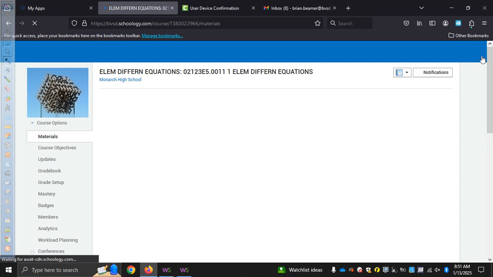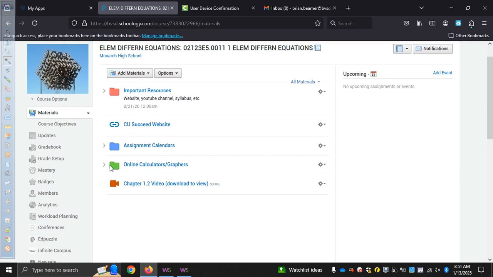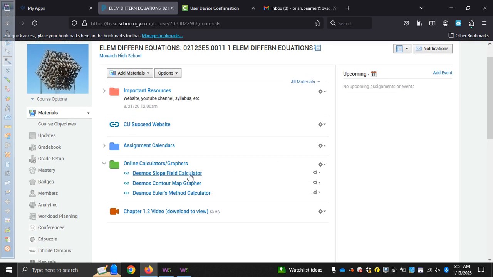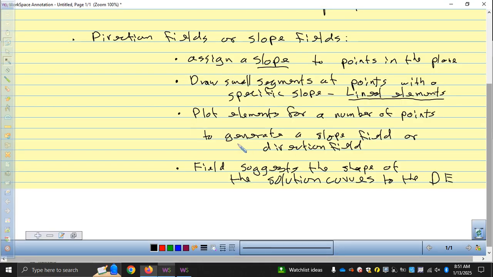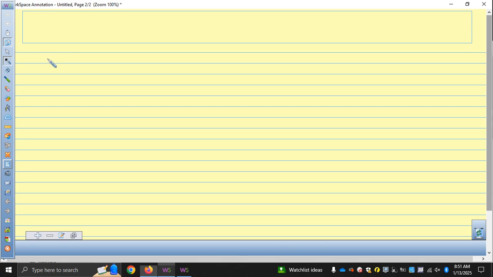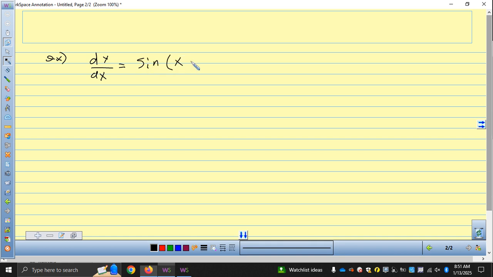So what I've done is, in our Schoology class, I found some calculators, and one of them is a slope field calculator. So in general, for generating slope fields, you can use that slope field calculator. I found it's easy to use, and it's pretty straightforward. So let's look at an example. Let's say dy/dx is the sine of x plus y.